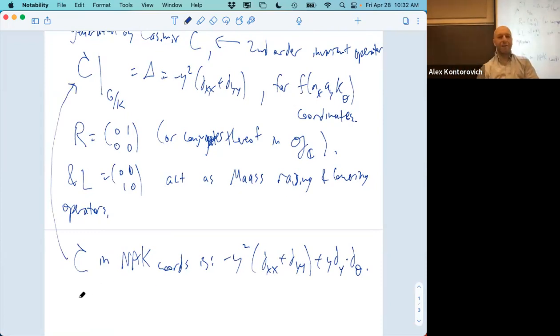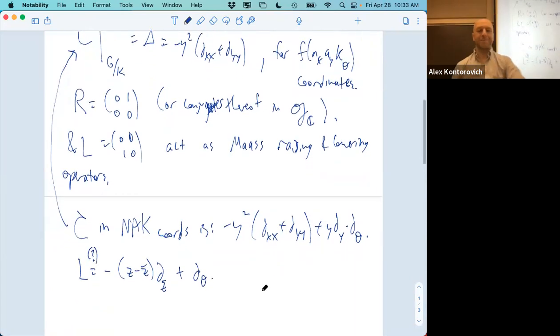The R and the L. L is something like, in these same coordinates, these are linear operators. R and L are themselves linear operators. It's something like z minus z bar times dz bar plus y d/dθ. Do I have this written down somewhere? Yeah, I think it's just d/dθ. Okay, so don't quote me on this. It's something like that.